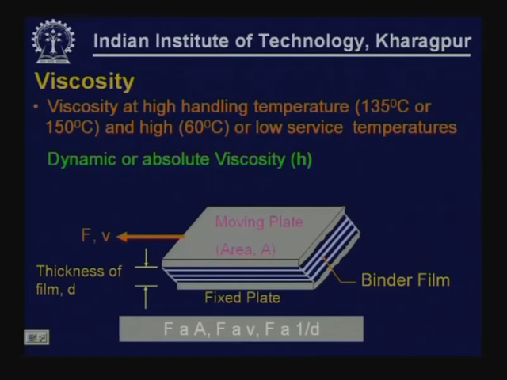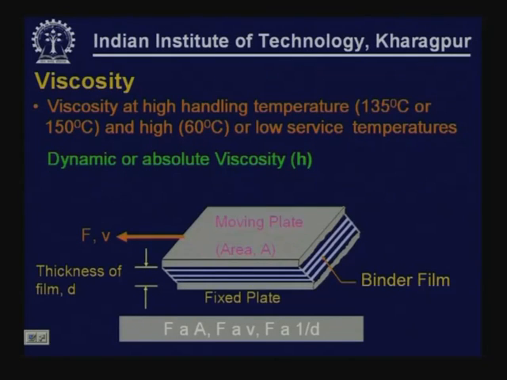Viscosity at high handling temperatures, that is at 135 degree centigrade and 150 degree centigrade, and at high service temperatures, typically at 60 degrees centigrade, is of interest for us. We are of course also interested in the viscosity that bitumen attains at low service temperatures. Low service temperatures can be as low as -10, -15. The dynamic or absolute viscosity is defined as given below.